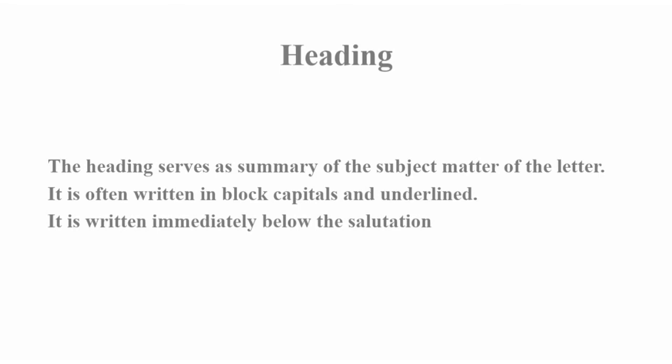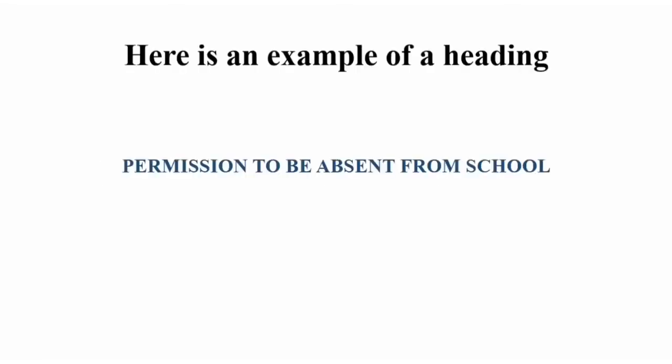Now, let us look at an example of the heading. Permission to be absent from school. Underlined. Please take note, your heading must be relevant to your question. If your question is asking you to write about the causes of teenage pregnancy, then your heading should be the causes of teenage pregnancy. If the question demands that you write about youth unemployment in Ghana, then your heading should be youth unemployment in Ghana. So always make sure that your heading is relevant to your question.